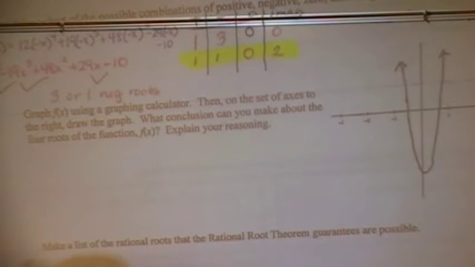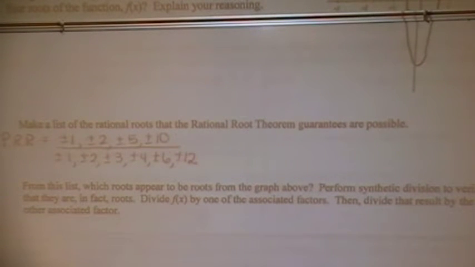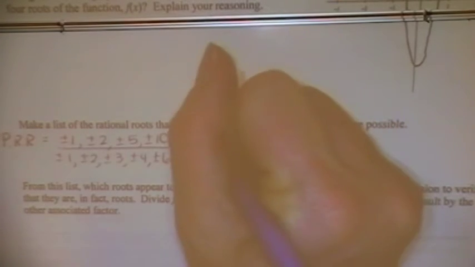All right, so now make your PRR list, possible rational roots. So factors of 10. Ugh, this list is long. Yuck. Yeah, it's gross. This is where I get lost.